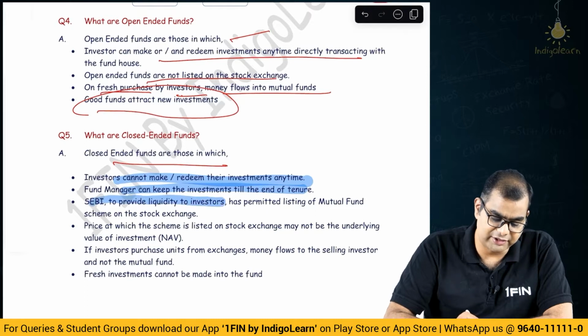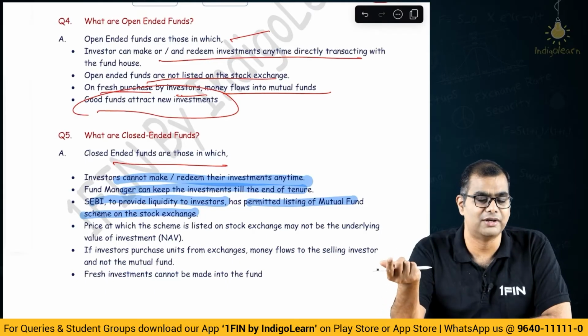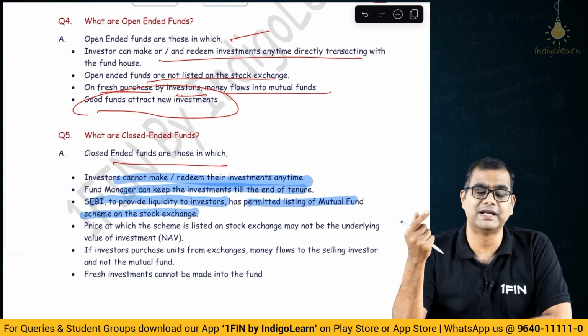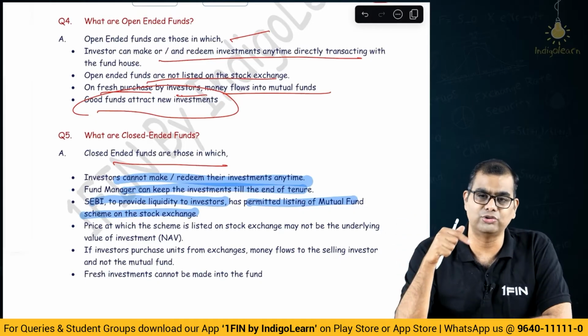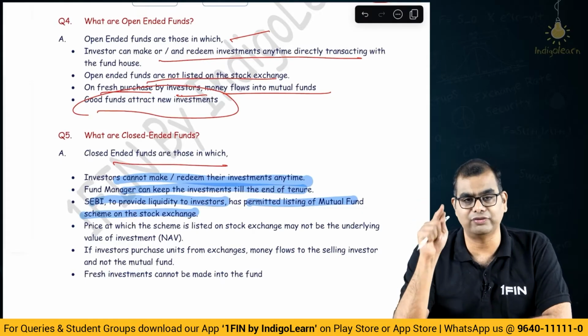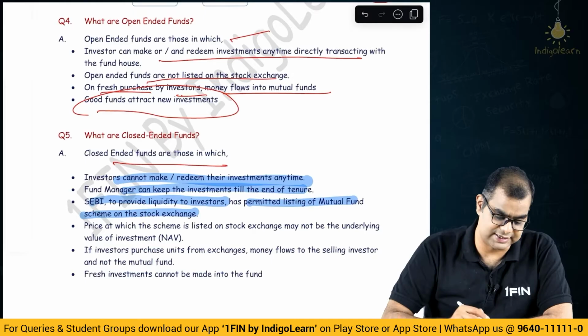SEBI, in order to provide liquidity to investors, has permitted listing of mutual fund schemes on the stock exchange. So with these closed-ended funds, since you cannot sell back to the mutual fund house, or rather the mutual fund house does not redeem these funds till the date of maturity, what you can do is sell to other investors. The way you sell it is by going and selling it on a stock exchange where these closed-ended schemes are listed.